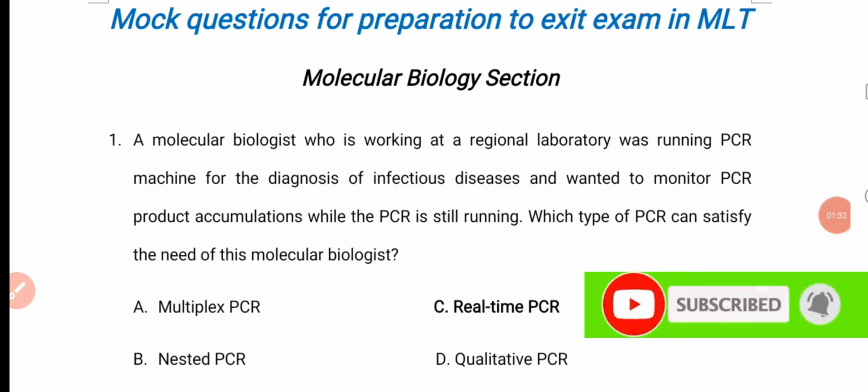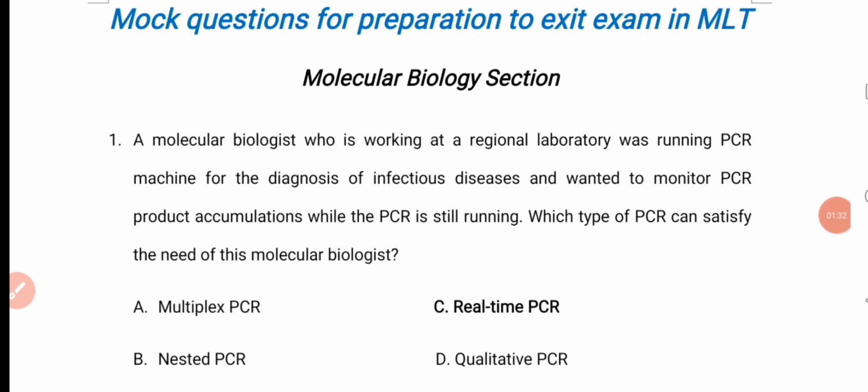So we will begin with the molecular biology section. Okay, so it says: a molecular biologist who is working at a regional lab is running a PCR machine for diagnosis of infectious diseases and wants to monitor PCR while PCR is still running. Which type of PCR can satisfy the need of this molecular biologist?